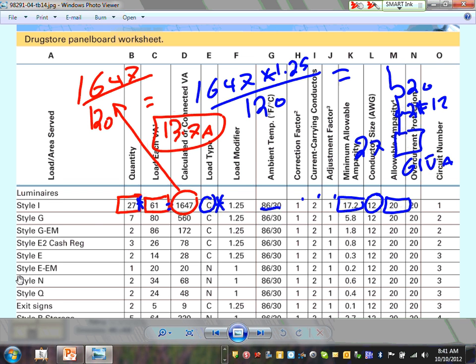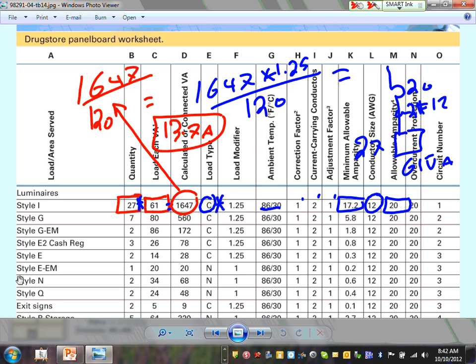So remember, this is the actual load. We up it 25%, and then we size a conductor. We did it instead of 20% of 80, just reversing the 80%. You don't compare this number with the 16. You compare it with the actual load.